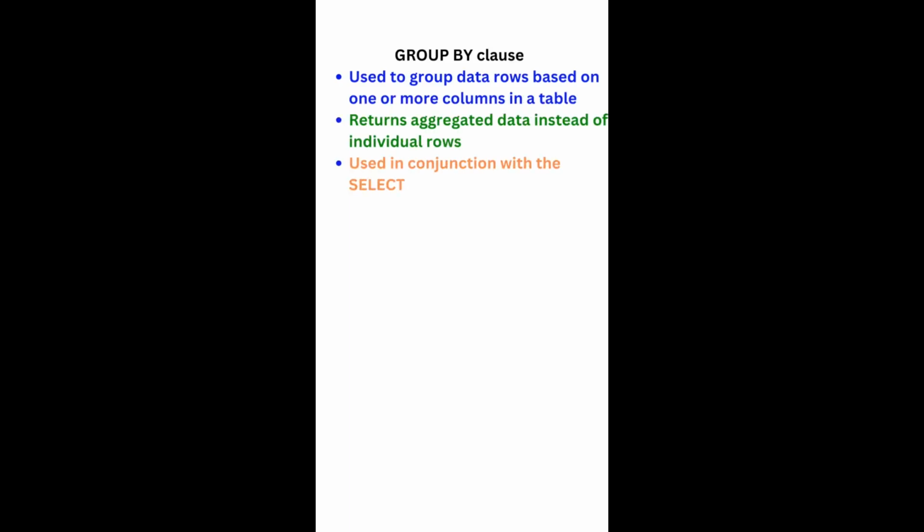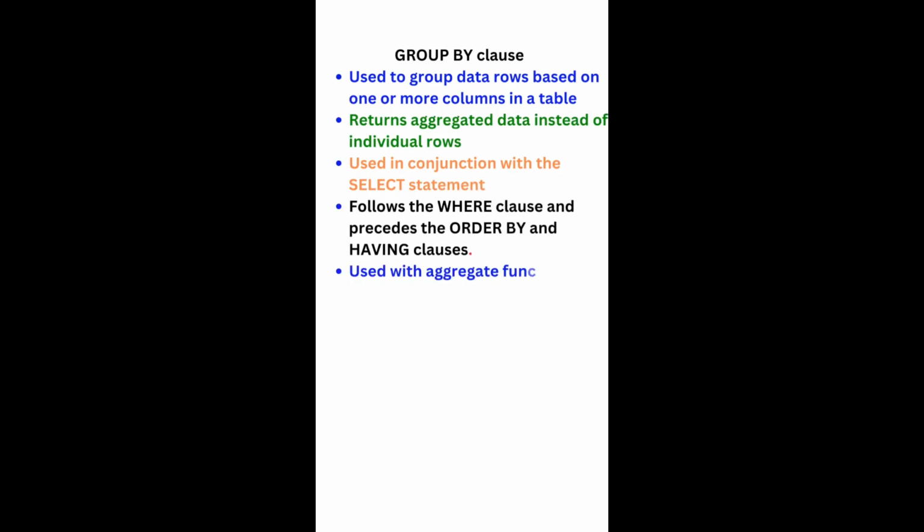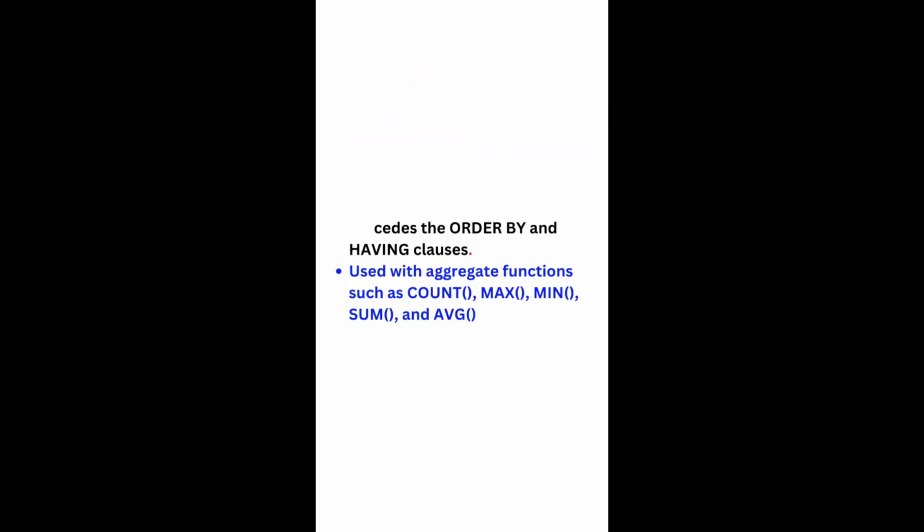Group by clause. Is used to group data rows based on one or more columns in a table. Returns aggregated data instead of individual rows. Used in conjunction with the select statement. Follows the where clause and precedes the order by and having clauses. Used with aggregate functions such as count, max, min, sum, and average.